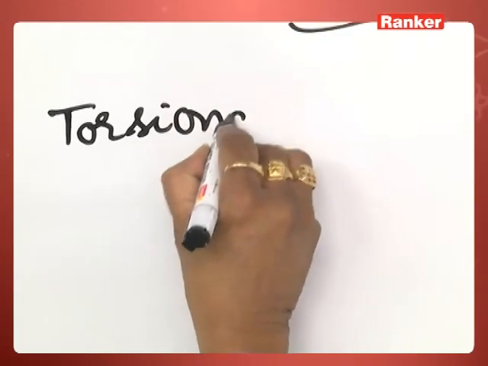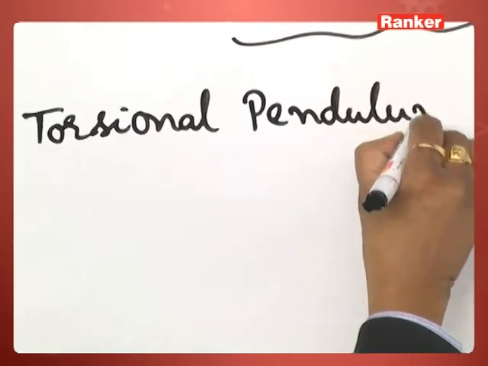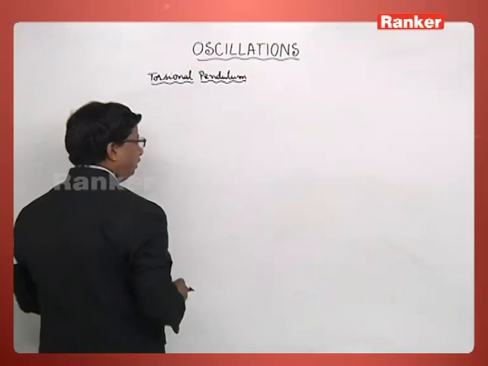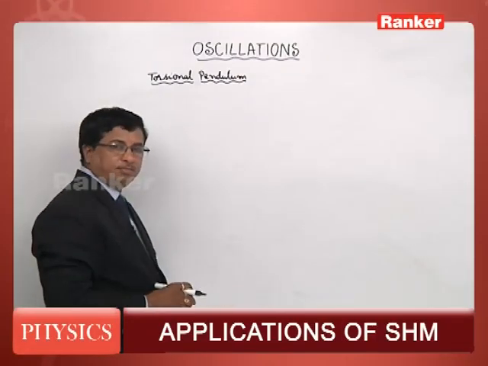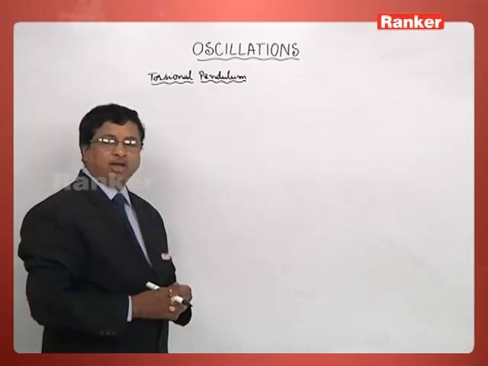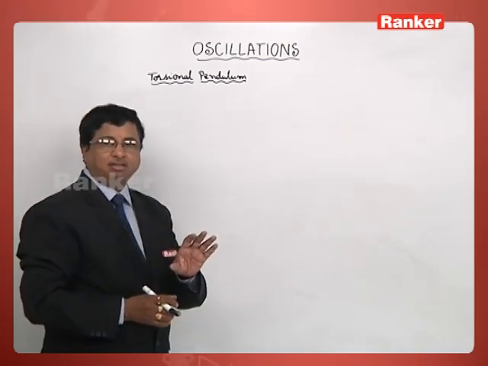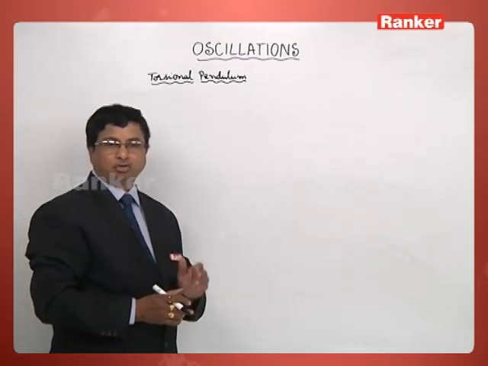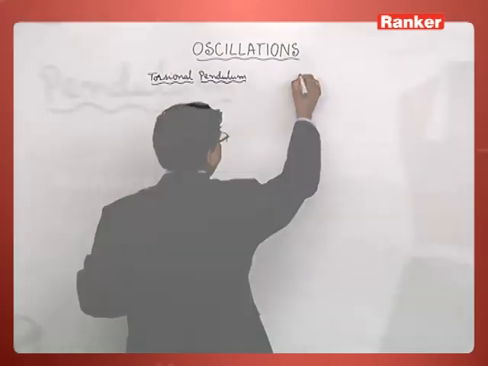the torsional pendulum. How do we calculate the time period of oscillation or frequency or angular frequency? And most of all, what one has to understand in this case is how we can say that the oscillations of this torsional pendulum are harmonic, that too simple harmonic. What is this torsional pendulum first?